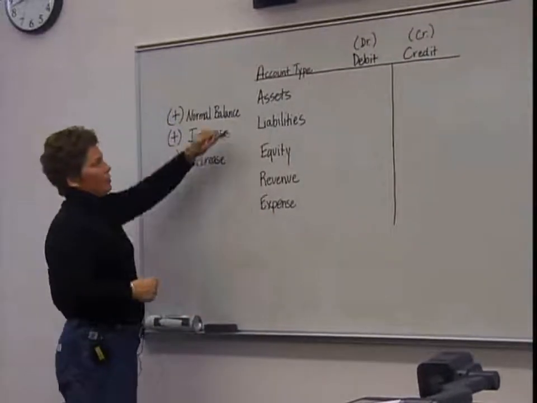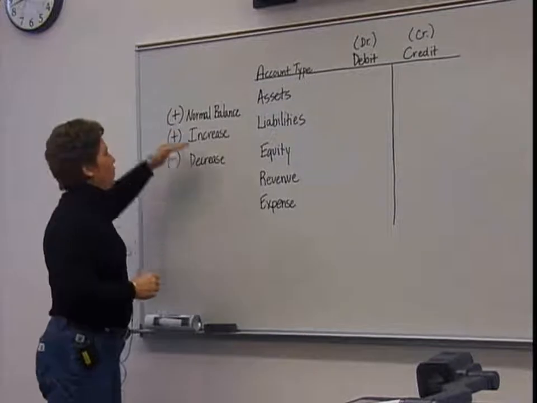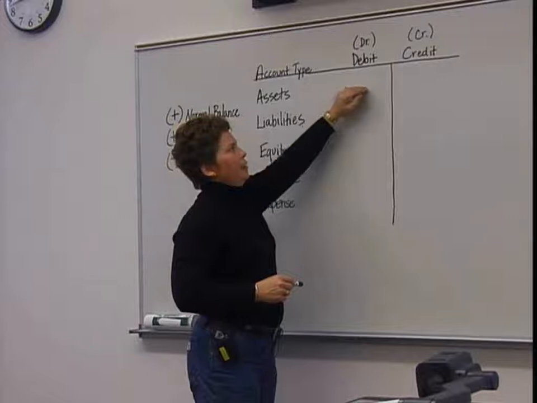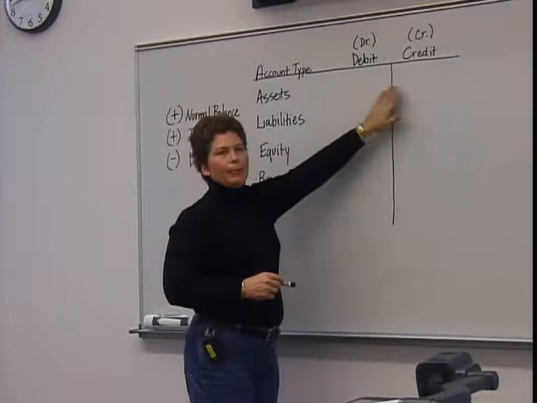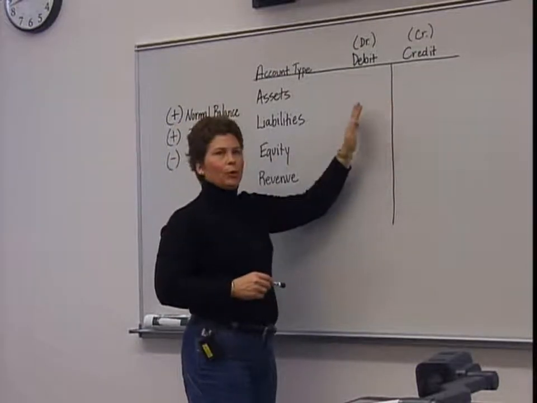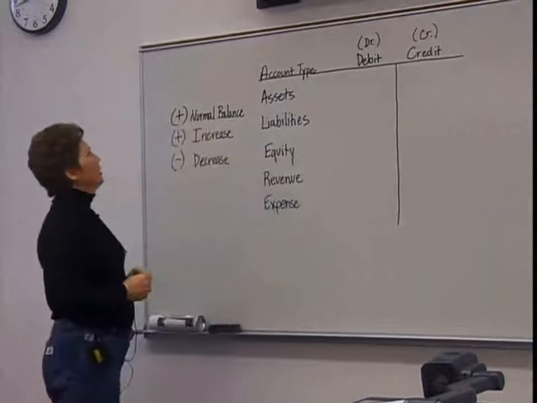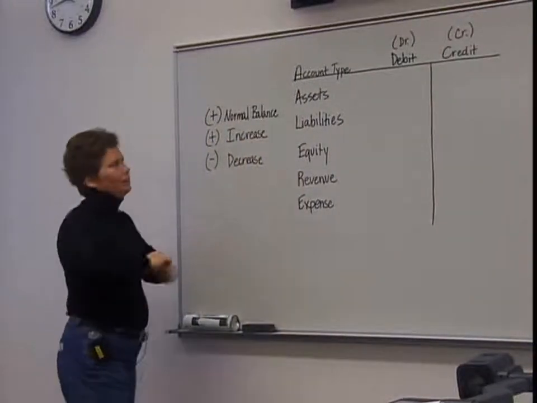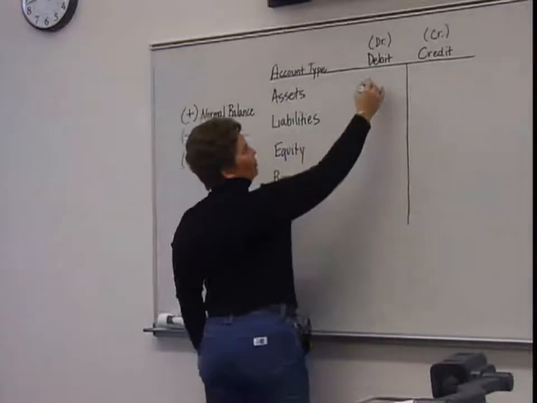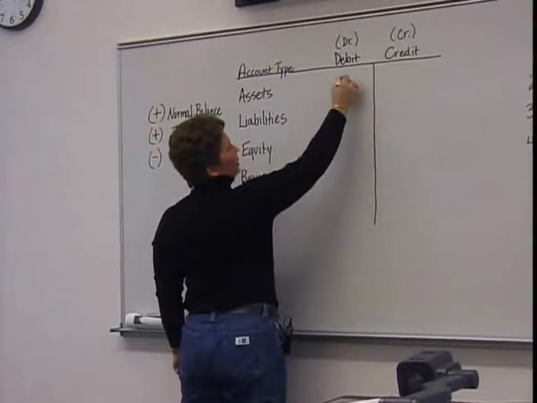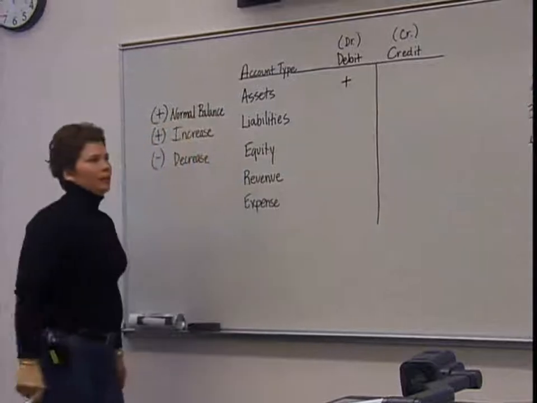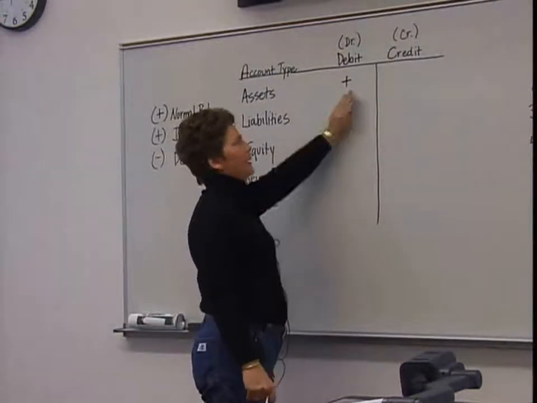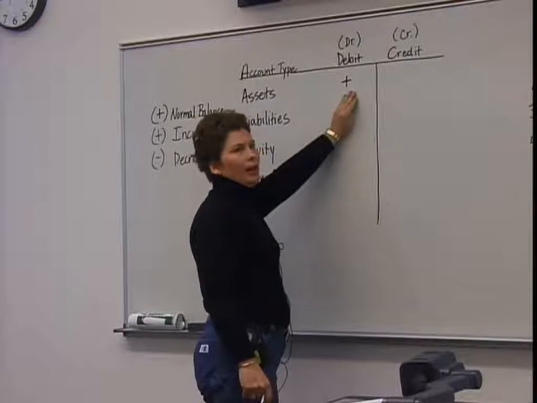So again, we'll start with assets. We're going to put a plus either on the left side or the right side of this table to show the normal balance. So assets, again, are items that a business owns. Assets have a normal debit balance. So I'm going to put a plus here on the left side. So anytime that I want to increase with the double entry accounting system, I will place a positive on the left side.